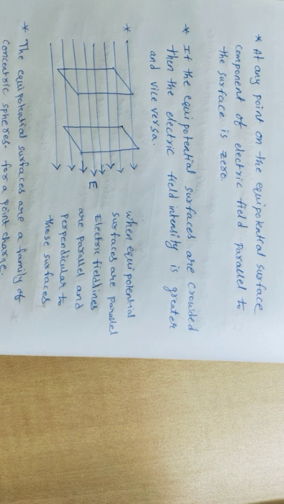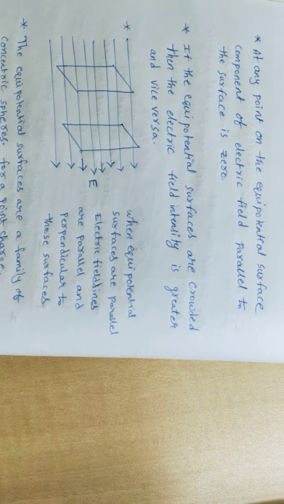Okay friends, a few more points about equipotential surfaces. At any point on an equipotential surface, the component of the electric field parallel to the surface is 0. Previously we said the electric field is always perpendicular to the equipotential surface. So we conclude that parallel to the equipotential surface, the electric field is 0. That is one of the points we may conclude. One more important point, friends: if equipotential surfaces are very close or crowded to each other, then the electric field intensity becomes a greater value.